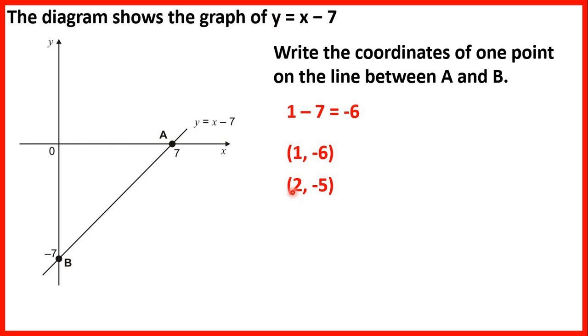We could also have 2 and minus 5, because if x is 2, and remember we write the x coordinate first, 2 minus 7 is minus 5, so that will be the y coordinate. We could also have 3, minus 4; 4, minus 3; 5, minus 2; or 6, minus 1.